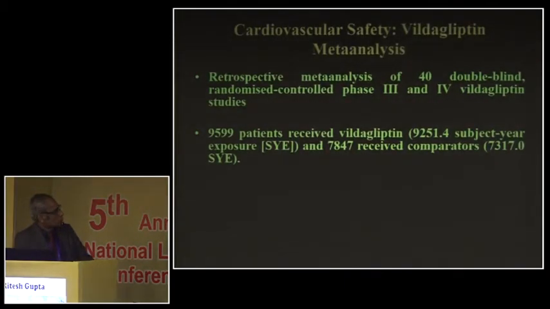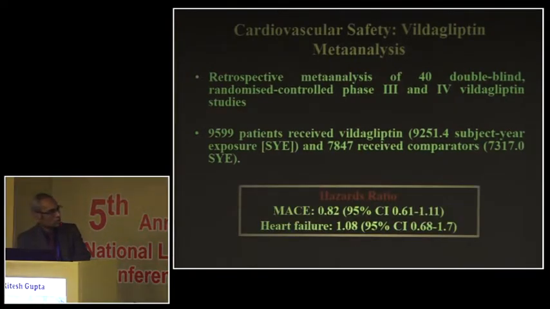And vildagliptin, which we use commonly, again, meta-analysis: there is no large-scale cardiovascular outcome trial planned for vildagliptin, simply because they have not applied for approval in the US, and so they are not bound by any FDA regulations. But whatever meta-analysis we have, it does not seem to increase the risk of cardiovascular events. So DPP-4 inhibitors, we feel that they are safe for patients with coronary artery disease.